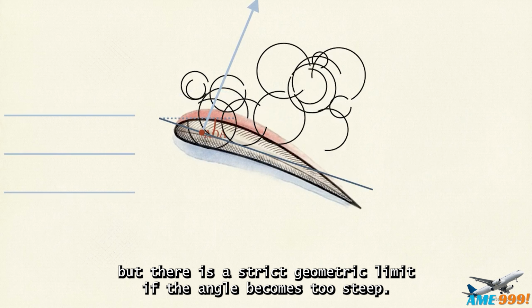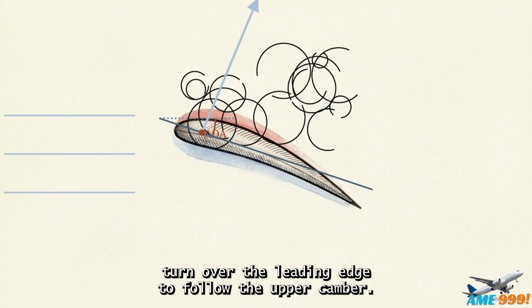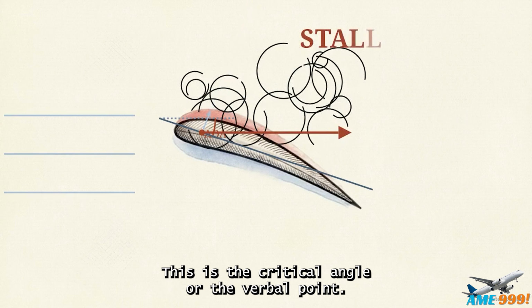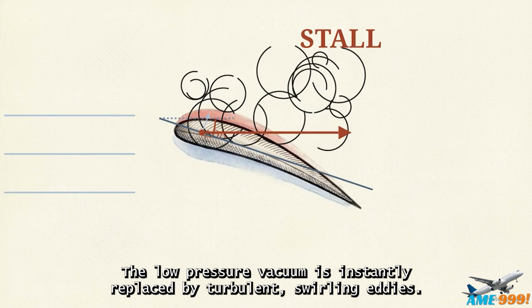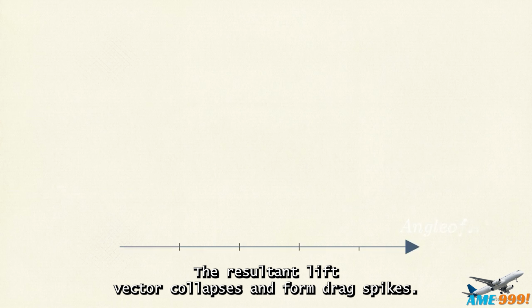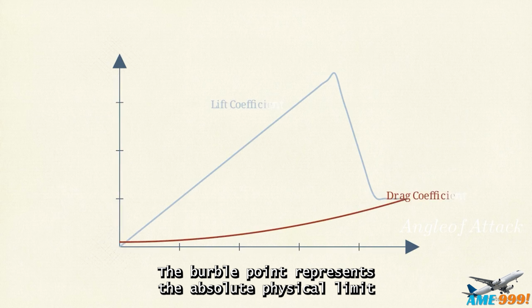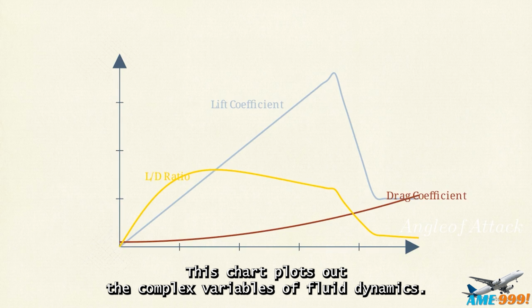But there is a strict geometric limit. If the angle becomes too steep, the air simply cannot make the sharp turn over the leading edge to follow the upper camber. This is the critical angle, or the burble point. The smooth boundary layer violently detaches from the skin. The low-pressure vacuum is instantly replaced by turbulent, swirling eddies. The resultant lift vector collapses and form drag spikes. The wing is stalled. The burble point represents the absolute physical limit of the airfoil's geometry to manipulate the fluid medium.